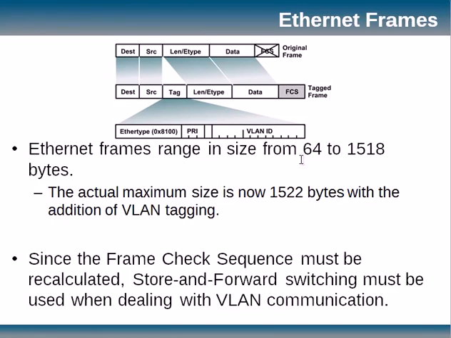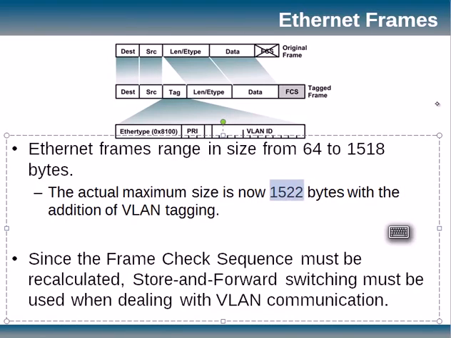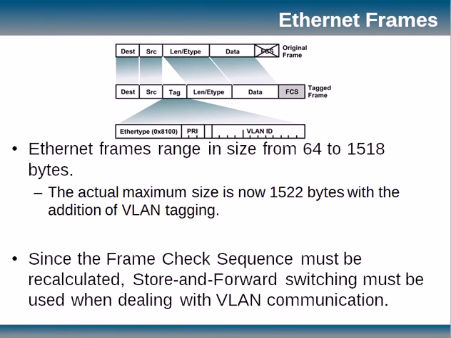So, while Ethernet frames used to range from 64 to 1,518 bytes, this extra 4-byte tag is now going to make the maximum size for your Ethernet frames 1,522 bytes. In addition, because our switches have to take this frame, strip off the frame check sequence, put in a tag, and recalculate a frame check sequence, we're not going to be able to do any sort of cut-through switching. We're going to have to do store and forward. Take in that whole Ethernet frame, do what we need to do with it, and then send it on.